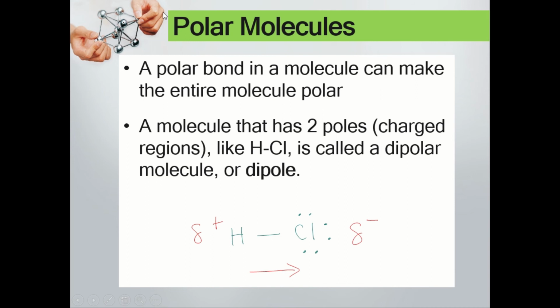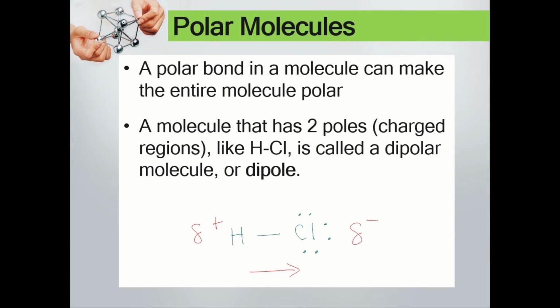So here we are, polar molecules. A polar bond in a molecule can make the entire molecule polar, but not all molecules with polar bonds are polar molecules. So let's find out later on. A molecule that has two poles or charged regions, like HCl, is called a dipolar molecule or a dipole. Don't be confused between dipole moment and dipole. So that's how it's called: a dipolar molecule or dipole, the charged regions. It's different from dipole moment.